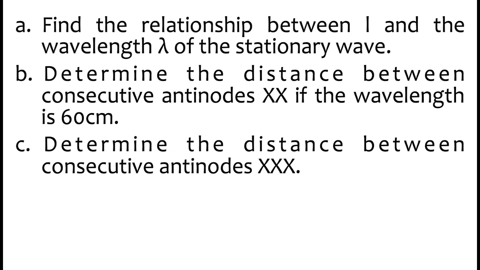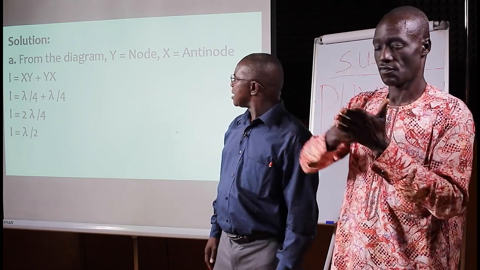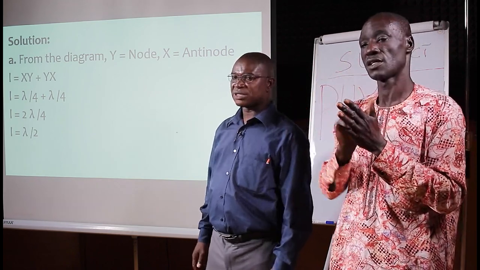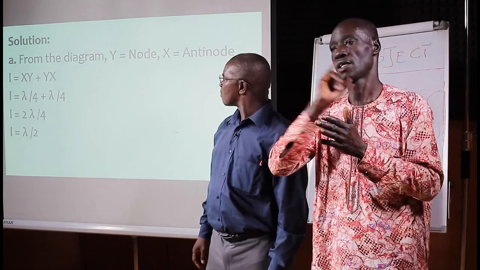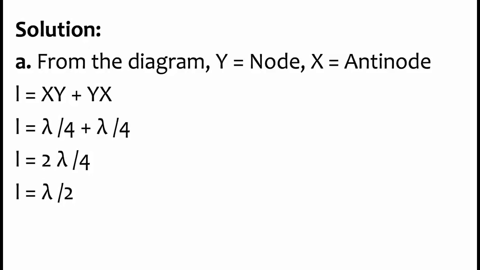Solution. From the diagram, we see that our Y is our node, our X is antinode. But then the length of the tube, as I said, consists of two nodes and two antinodes. The distance between the first node and the antinode, XY, is lambda by 4, plus the distance between the Y node and the next antinode.